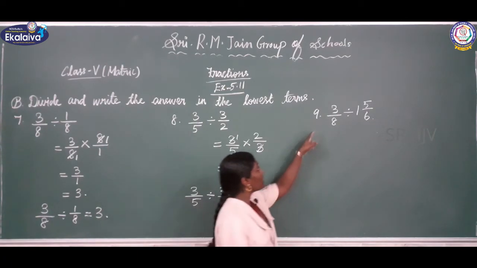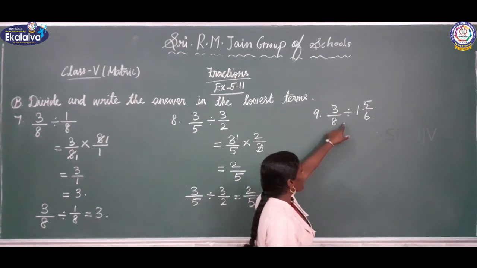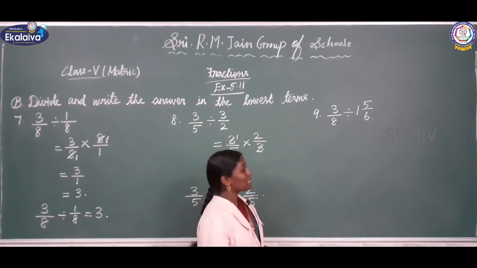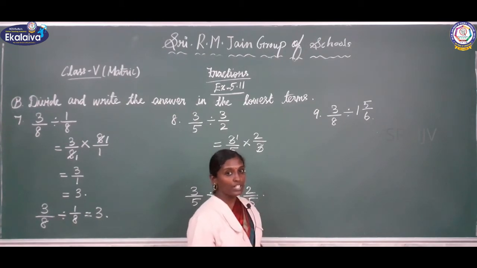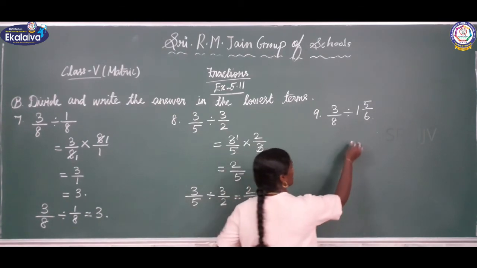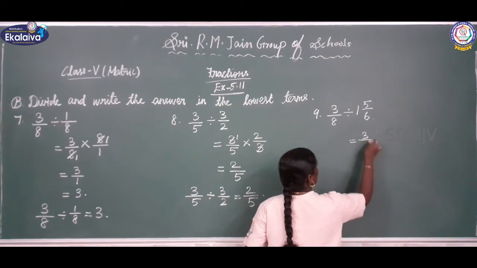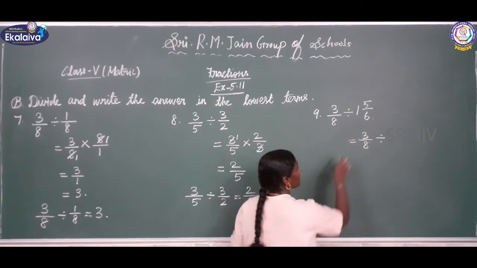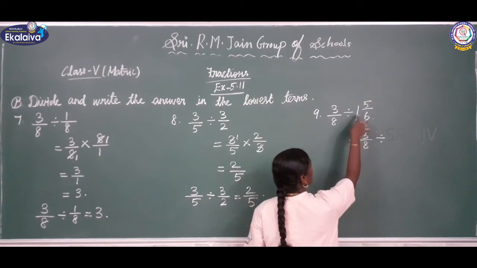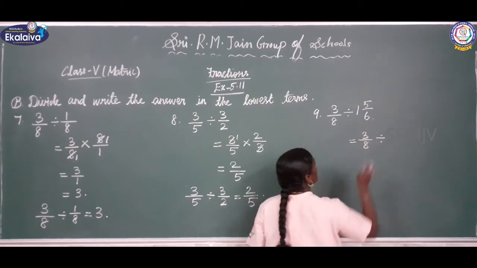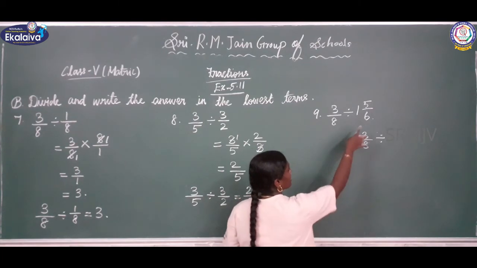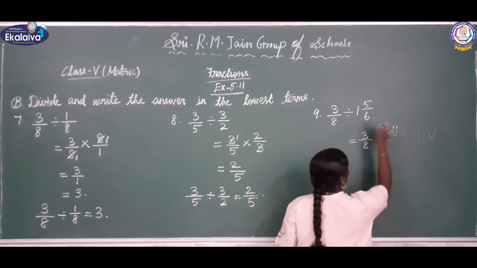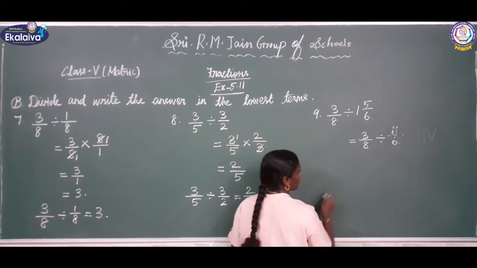Here the next one, 3 by 8 divided by 1, 5 by 6. Here we are having a mixed number. So first we have to convert it into an improper fraction. Okay, to convert it into improper fraction, we have to multiply the denominator and the whole number part. Then we have to add the numerator. 6 into 1, 6. 6 plus 5, 11. Then the same denominator number 6.